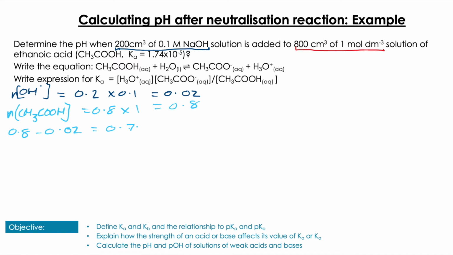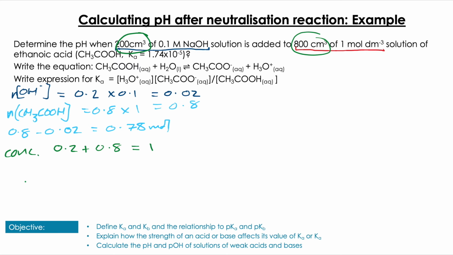I'm going to take the smallest one from the largest one to give me 0.78 moles of ethanoic acid remaining. So this is the key part of this question. This is what differentiates it. We have to find out which one is left over and how much is left over. We've just found out our number of moles of both and then subtracted the smaller one from the larger one. Once we've done that, we can find the concentration of the remaining solution because we found the number of moles.